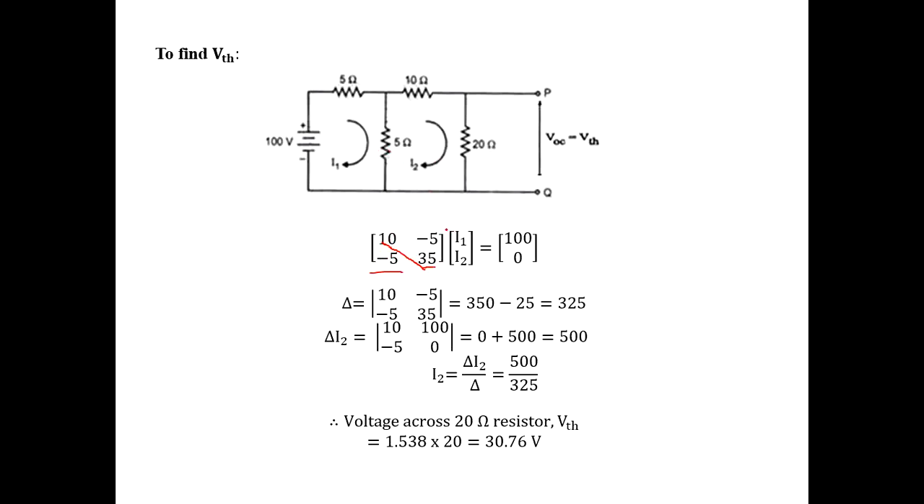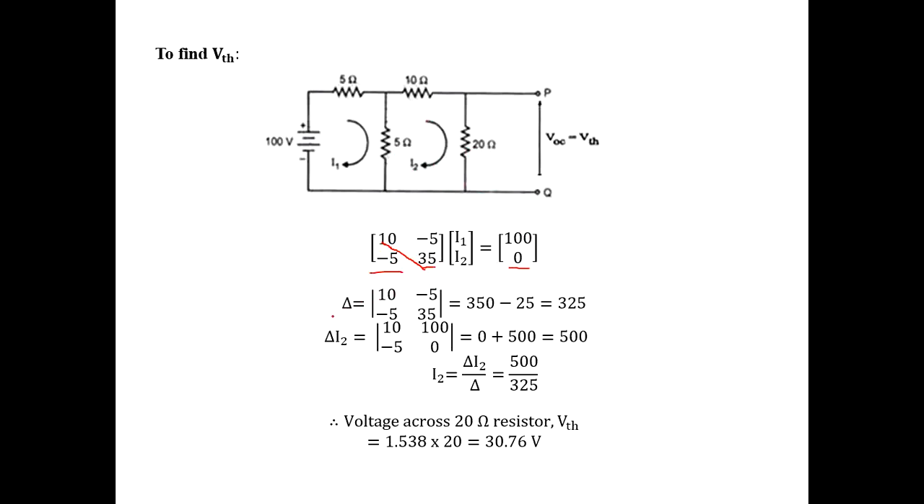Then the currents are I1, I2, which is equal to the voltage. First loop voltage: here this arrow meets this negative, so we can write the value as plus 100. Here there is no voltage source, so we can write the value as 0.